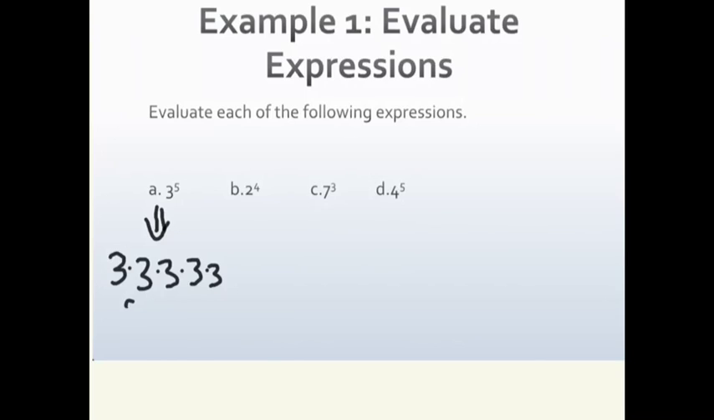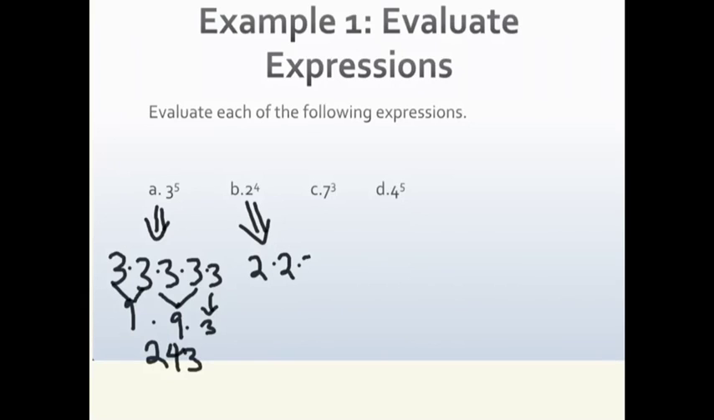3 times 3 is 9. So these guys give me 9, these guys give me 9, and this is just 3. So now I'm multiplying 9 times 9 times 3, which ultimately gives me 81 times 3, which is 243. If you got that, you should be really proud. This next one is very similar. We're just going to multiply 2 by itself 4 times. So when I raise 2 to the 4th power, I think everybody can do this, you get 16.